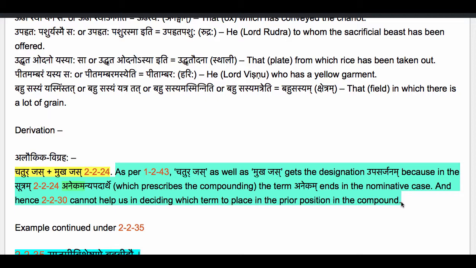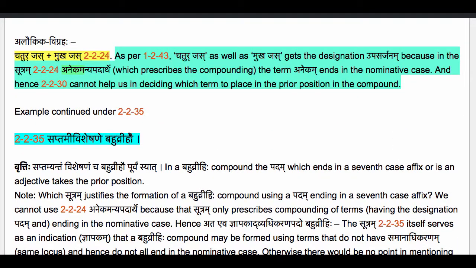That is why we need the next sutram which we are going to take, which is 2.2.35 Saptami Visheshane Bahuvrihau, to decide which padam to put in the prior position in the compound.